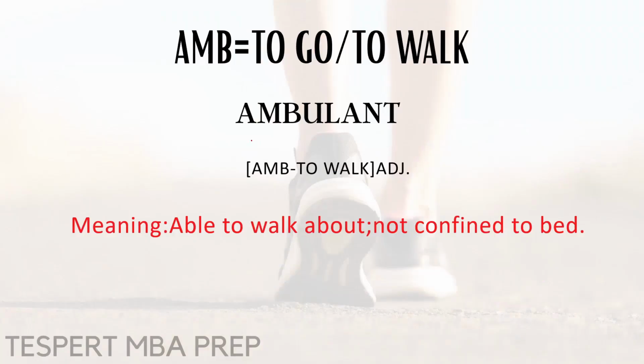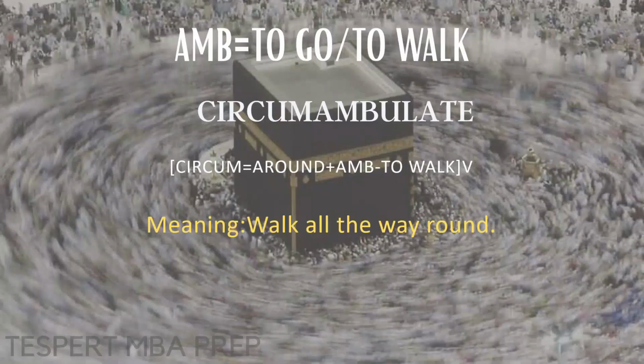The next root word is AMBI, which means to go or to walk. The word is ambulant. AMB, ambulant. As we know, AMB means to walk. So ambulant means able to walk about, that is, not confined to bed. Newly ambulant toddlers need to be protected from dangers around the home.